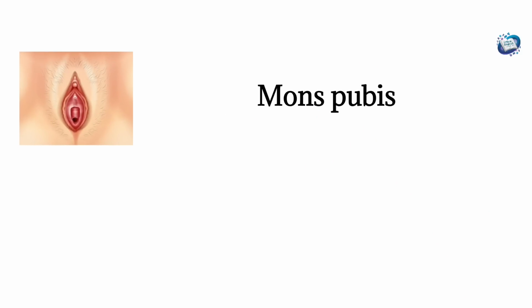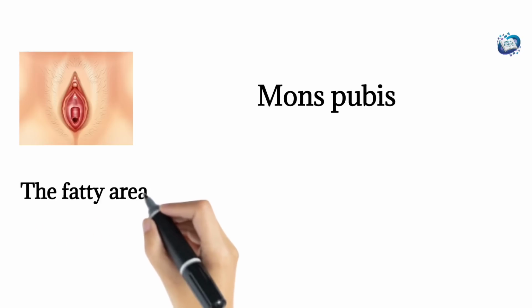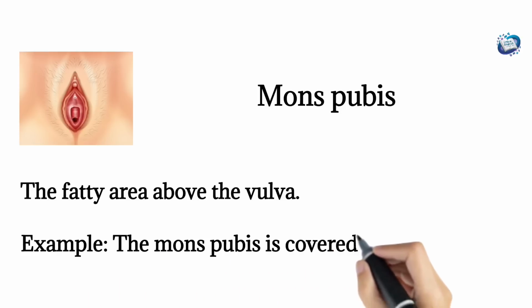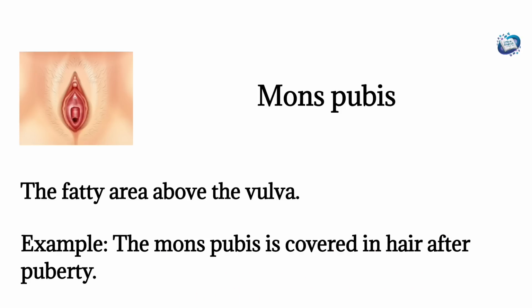Mons pubis. The fatty area above the vulva. Example: the mons pubis is covered in hair after puberty.